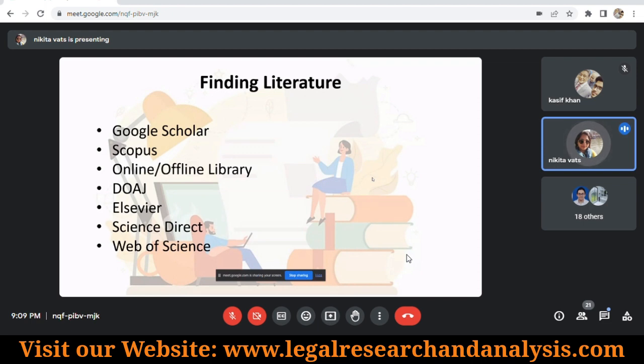Elsevier is again very good. Science Direct and Web of Science are all very good ways of collecting the literature. You can try these. Google Scholar, Scopus libraries, and DOAJ would definitely be helpful for you. Science Direct can be helpful for people who are working on, for example, gene editing. They can find some relevant papers there.